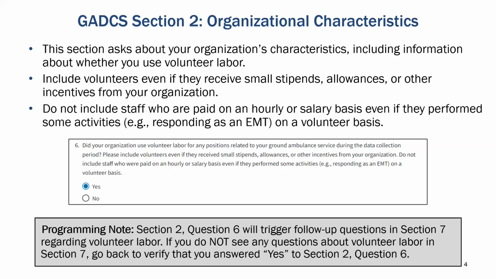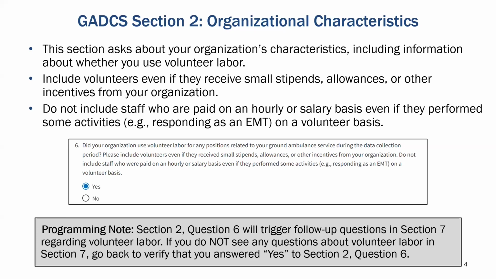Most relevant to this presentation, Question 6 in Section 2 asks if your organization uses volunteer labor. When deciding whether or not to report that your organization uses volunteers for the purposes of this instrument, here are some things to consider. Volunteers who receive stipends, honoraria, or other types of monetary benefits are still considered volunteers. Do not include staff who are paid on an hourly or salary basis, even if they perform some activities, for instance, responding as an EMT on a volunteer basis.